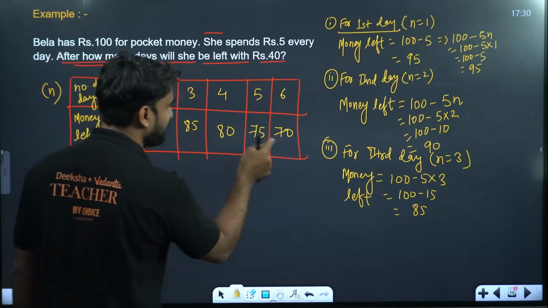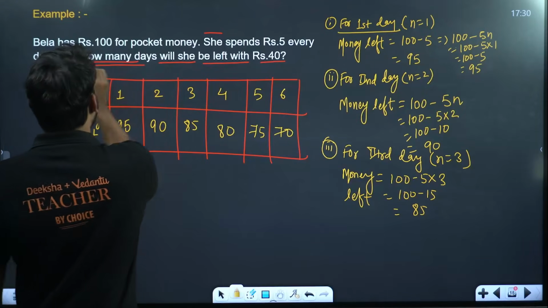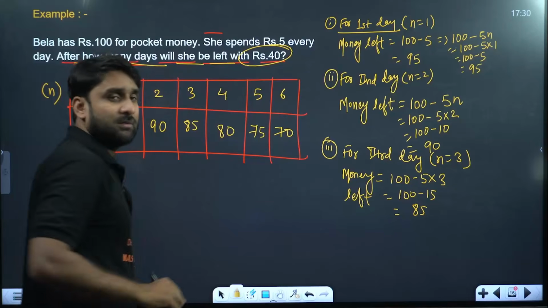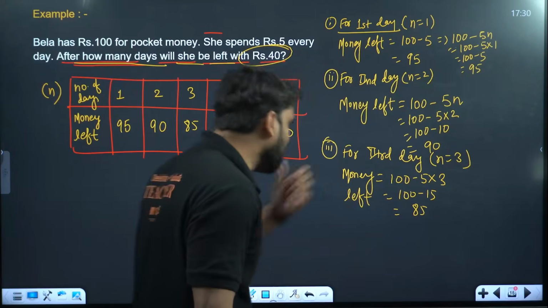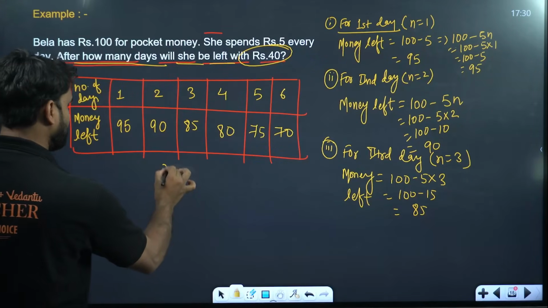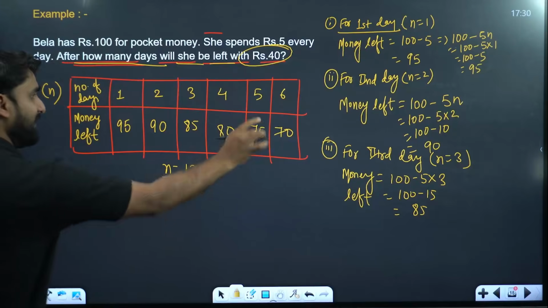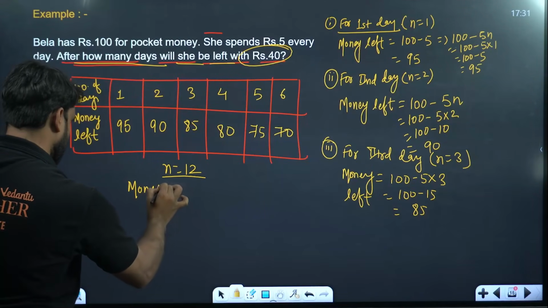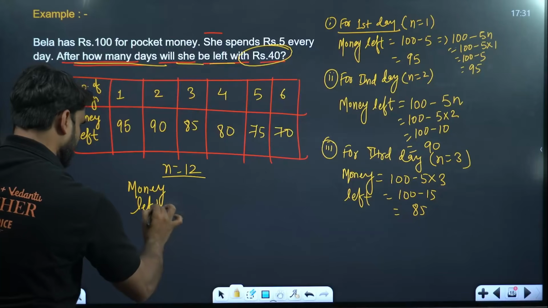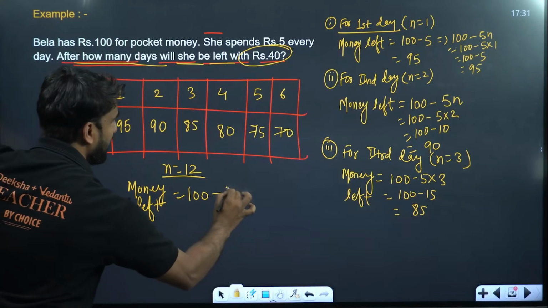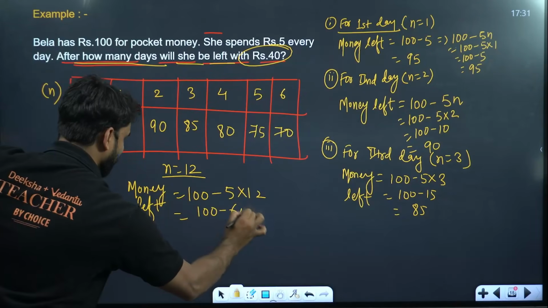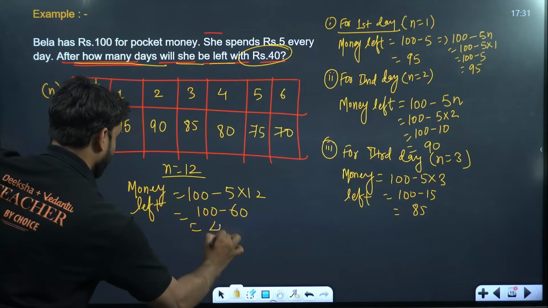But the question is, after how many days will she be left with rupees 40? Rupees 40. Let's check it once. Let's put n is equal to 12. N is equal to 12 means 12th day. So money left will be what? Money left. So this is 100 minus 5 into 12, and if we subtract 100 minus 60, is basically equal to 40.